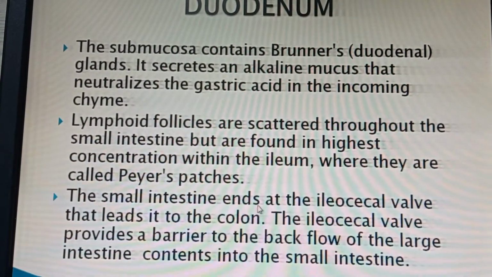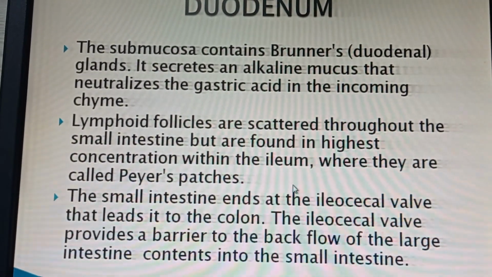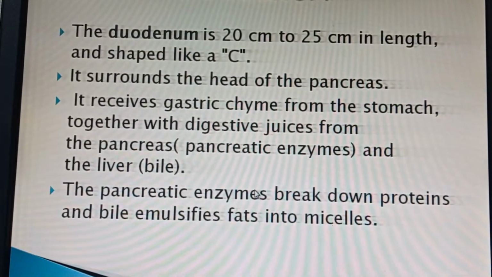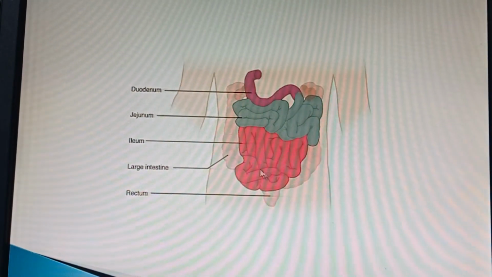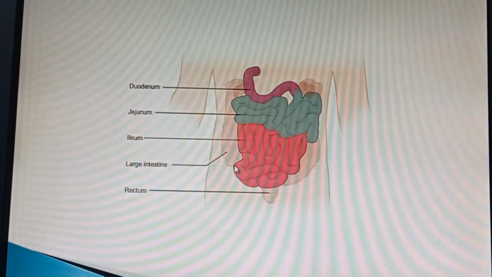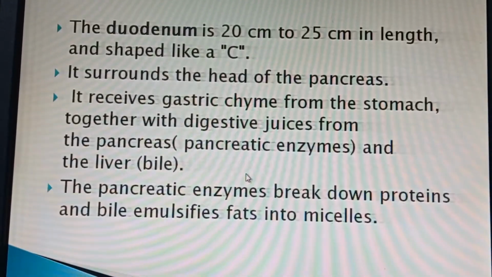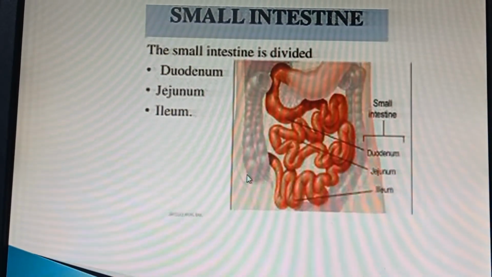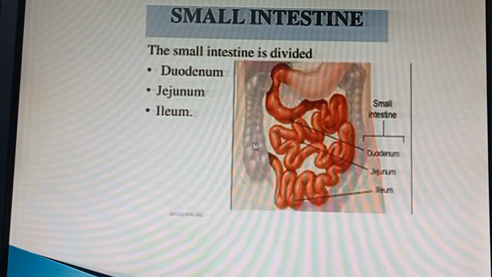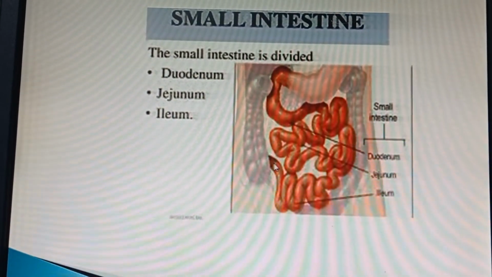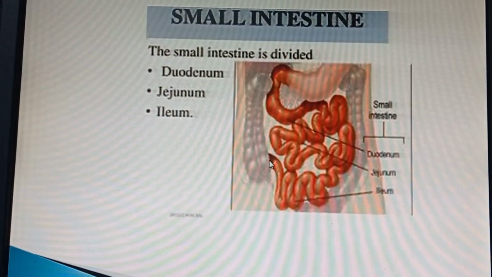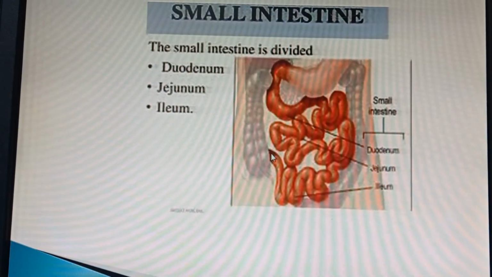The small intestine ends at the ileocecal valve that leads to the colon, the large intestine. The last part of the small intestine is the ileum, and the small intestine ends at the end of the ileum. There is a valve which we call the ileocecal valve. Here, this is the colon, the large intestine, and this is the small intestine. At the end of the small intestine, a valve is present.